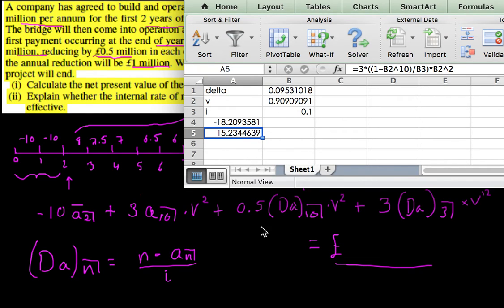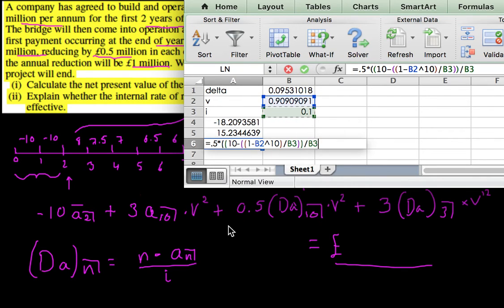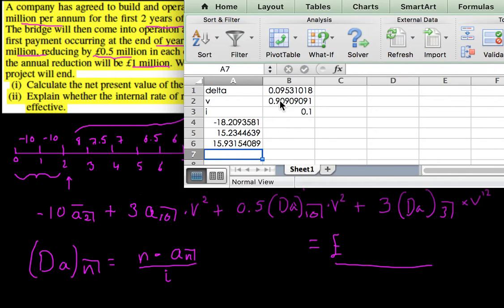And then we can add on this decreasing annuity bit. Now that one's got a few more steps in it, so we're doing 0.5 multiplied by, now the formula for the decreasing annuity is going to be n, which is 10, so over here, minus a regular annuity, which is 1 minus v to the n, which is 10, again, divided by i, and we'll close the whole thing, and then divide all of that by i, there we go, right there. And do we have to discount it again? Yes, 2 years. So times v to the 2, v squared. And that's that bit there.